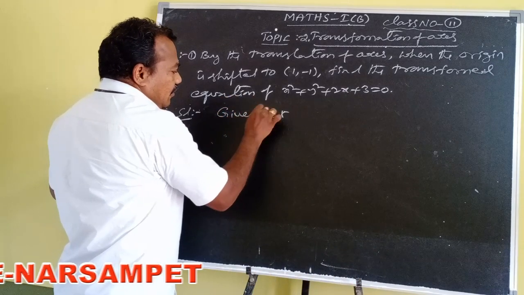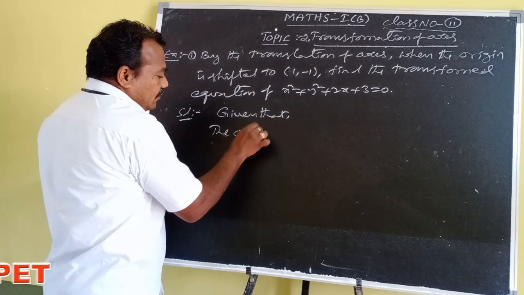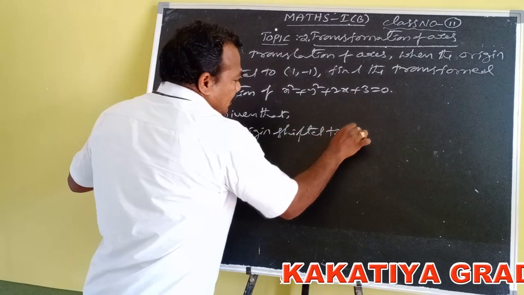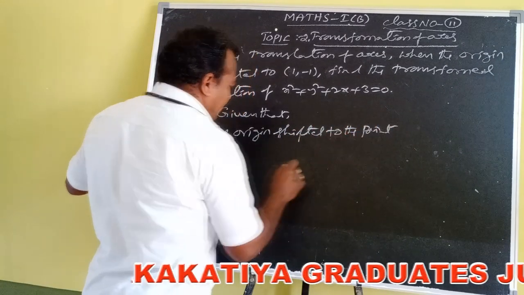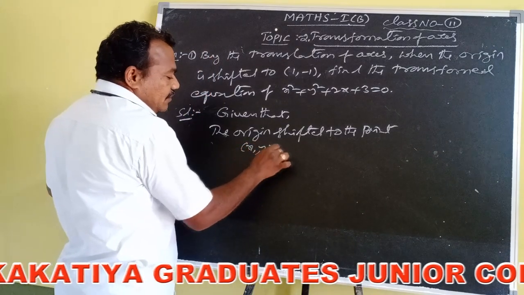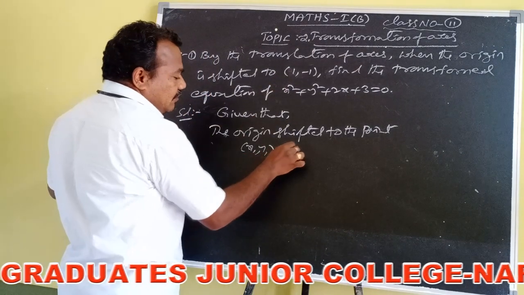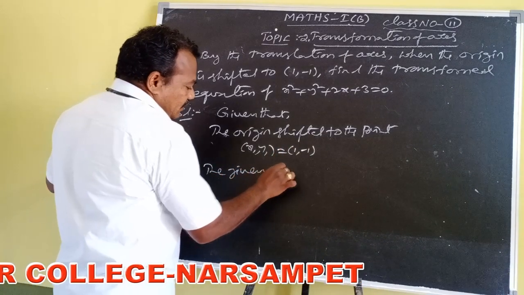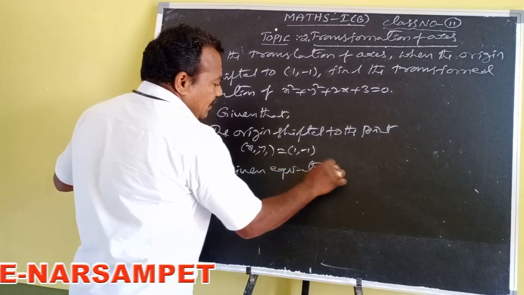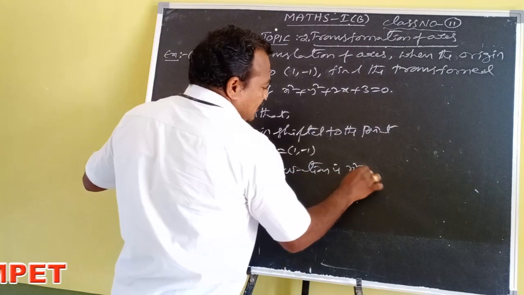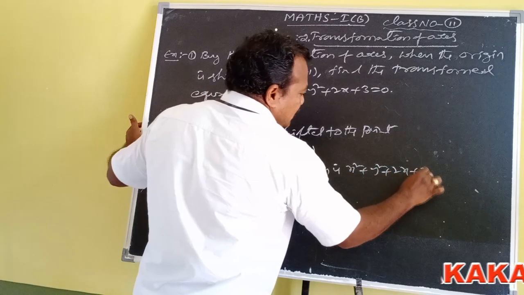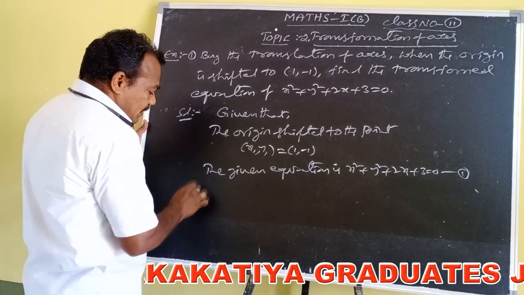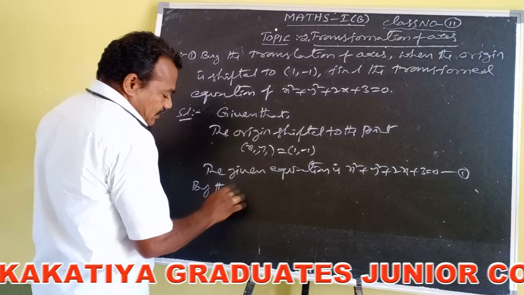Given that the origin is shifted to the point, always we consider the origin shifted to the point coordinates (x1, y1) equals (1, -1). And the given equation is x square plus y square plus 2x plus 3 is equal to 0. Now we have to find its transformed equation by the translation of axis.